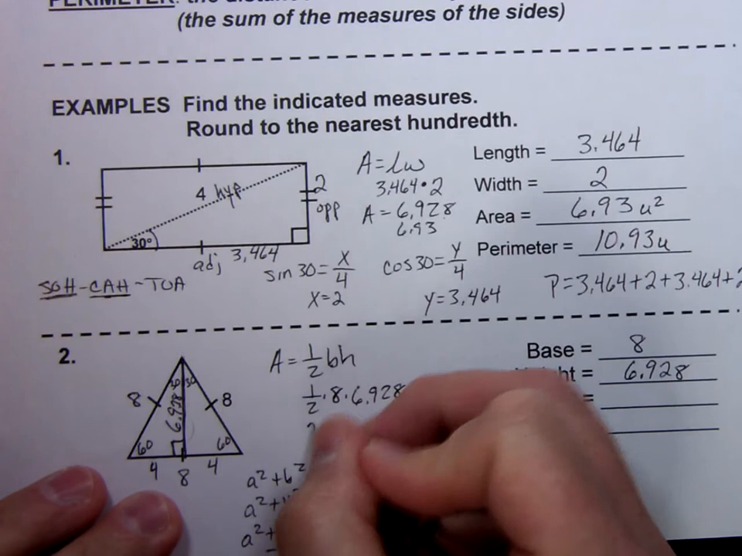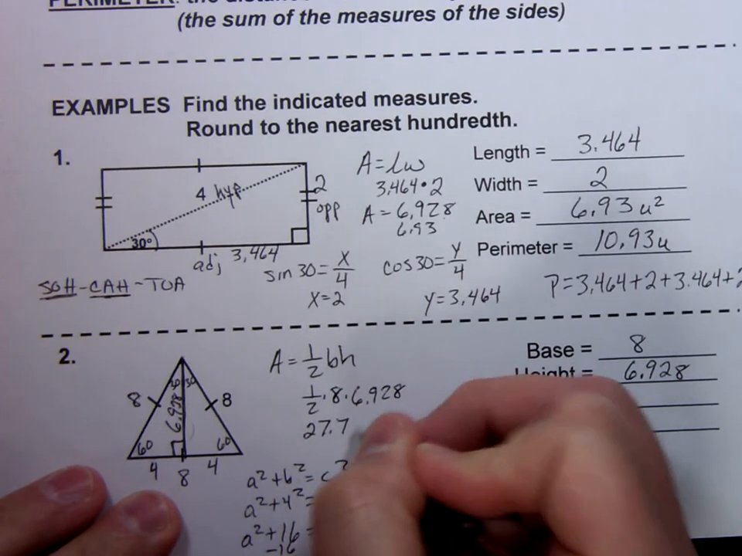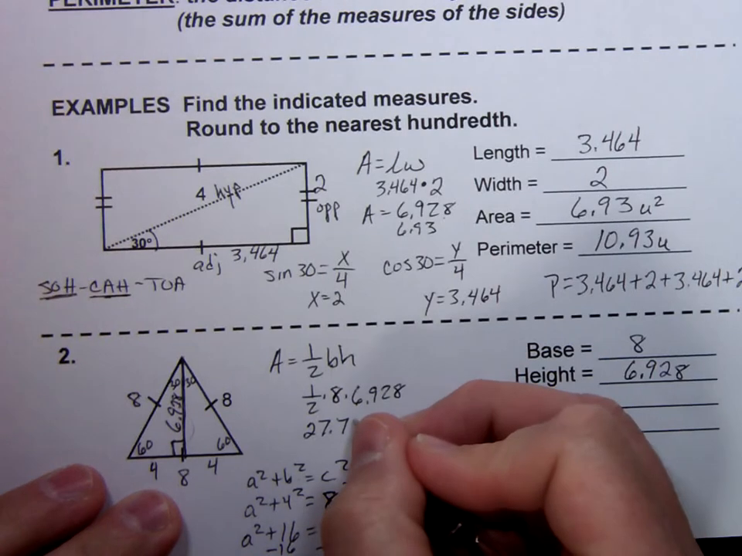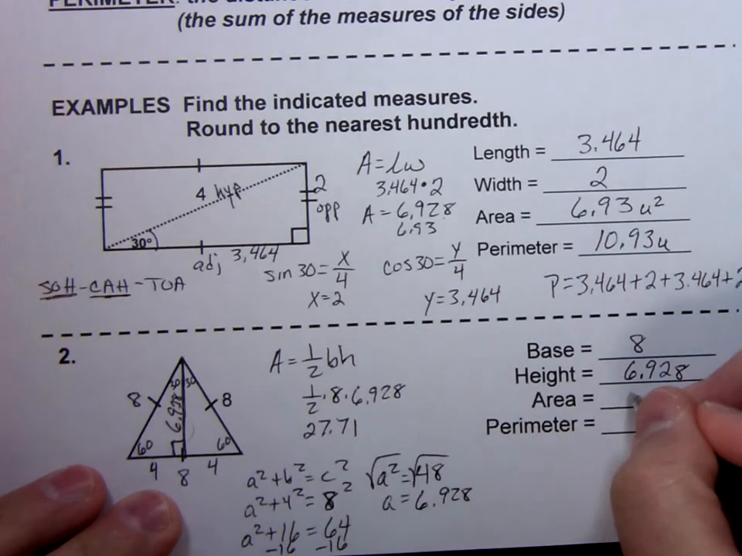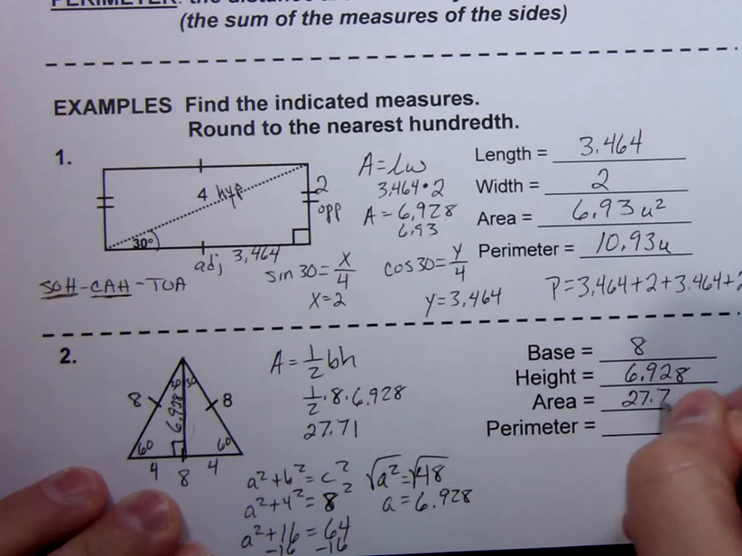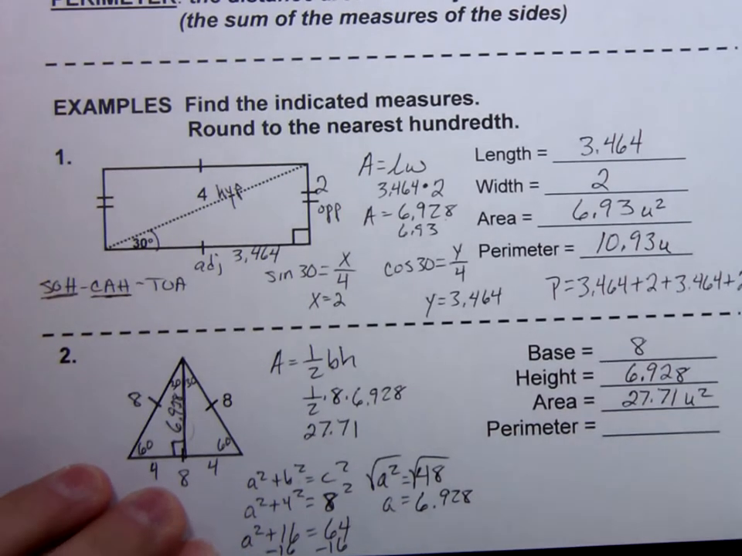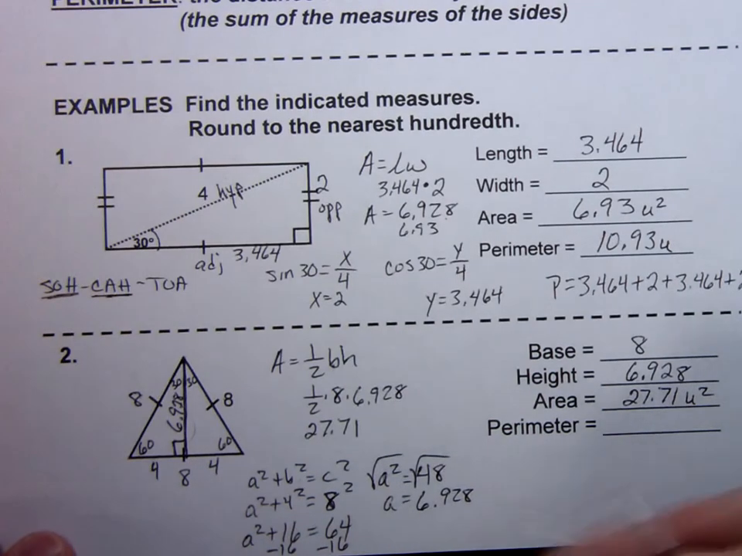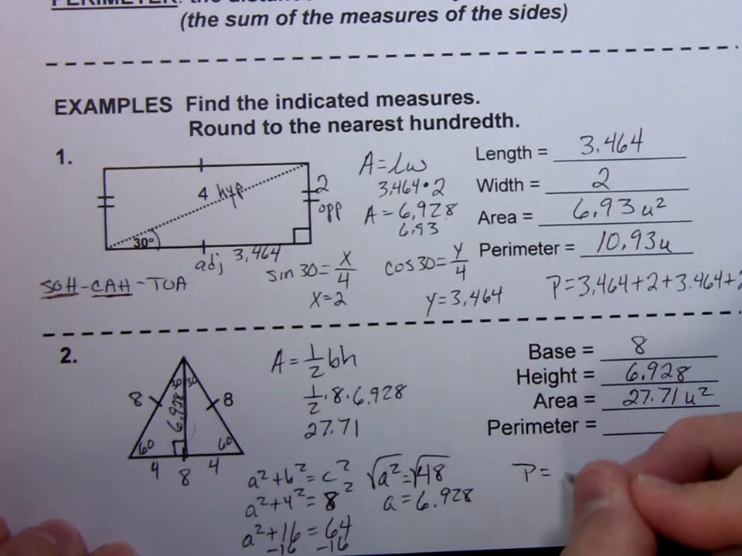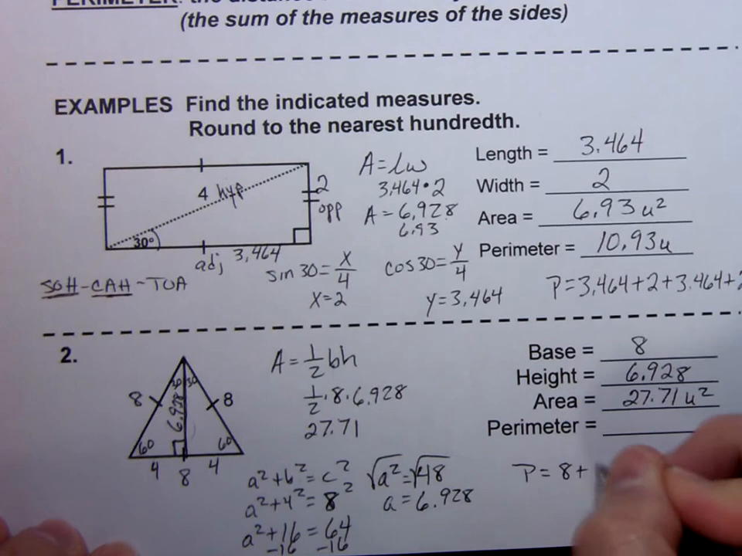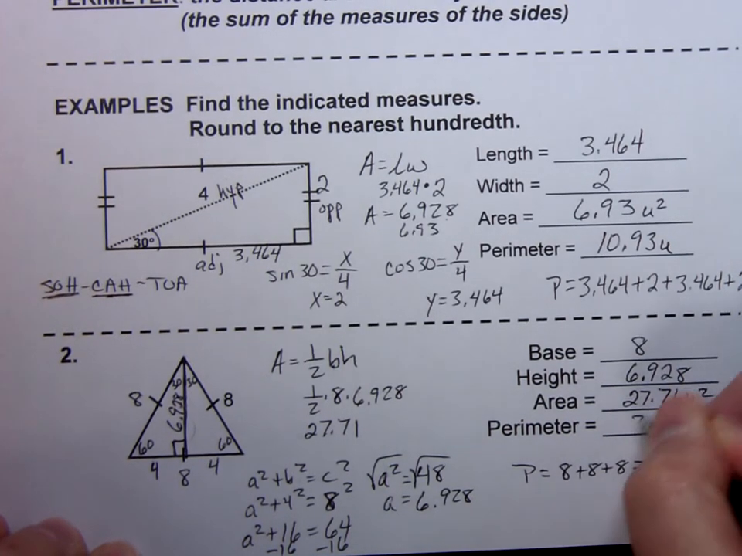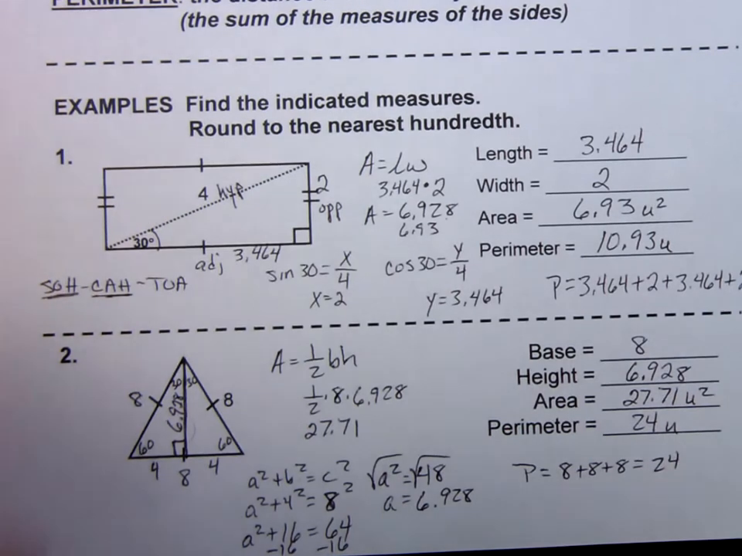We plug all that in, we get 27.712. We're rounding to the nearest hundredth, so 27.71 approximately. And that's units squared. Now for perimeter, we just add up all the sides. We have 3 sides of 8, so you can do 8 plus 8 plus 8, or you can do 8 times 3. It's the same thing no matter what you're doing. Should get 24 units. Let's try the next one.